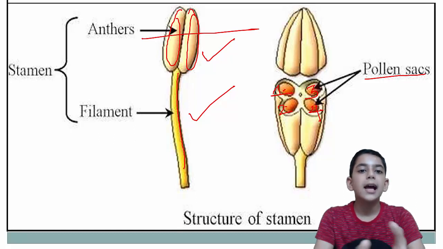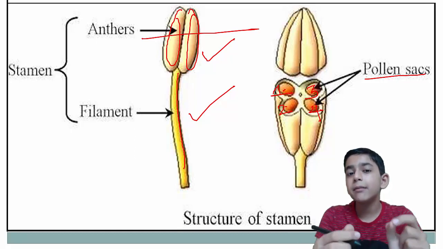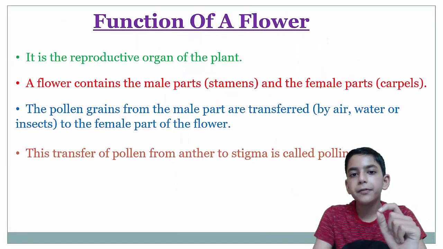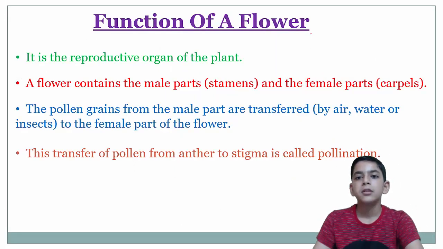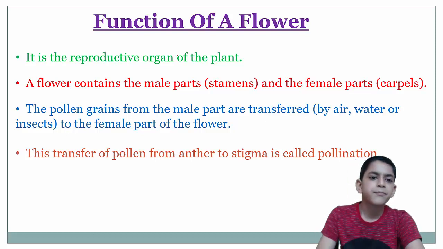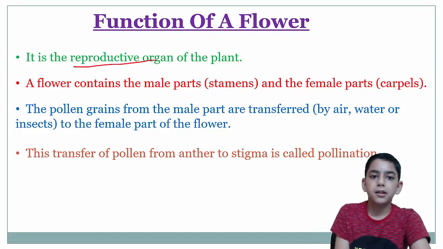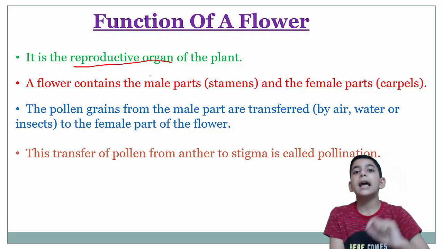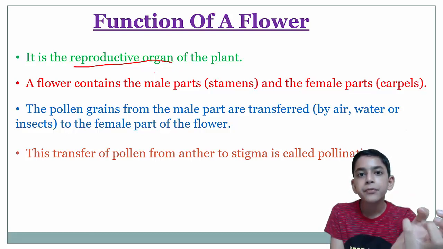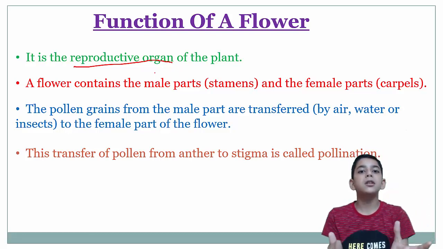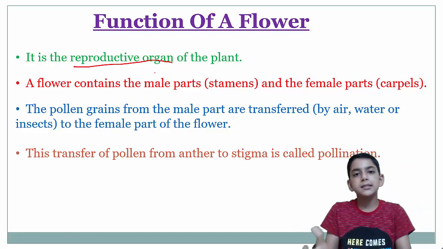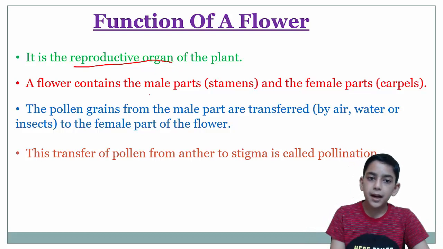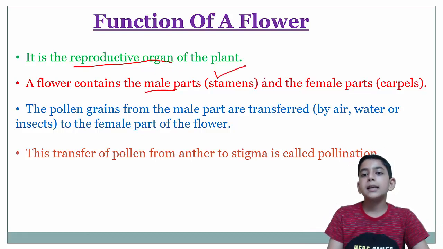Now, pollen grains help in the further process which is known as pollination. So, pollen grains are very important for the process of pollination. Now, we will see the functions of a flower. What functions does a flower have? First, it is the reproductive organ of the plant. It has the ability to reproduce and to produce seeds, so that it can help in the growth of a new plant with the help of seeds. A flower contains the male parts, which are called the stamens, and the female parts, which are called the carpels.